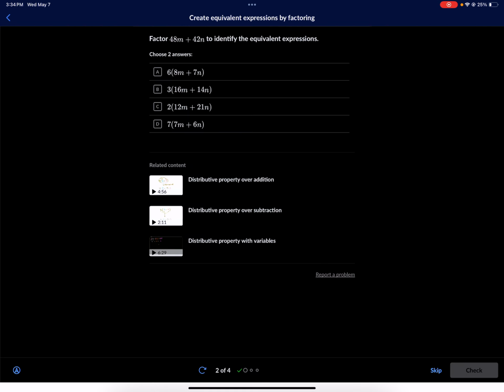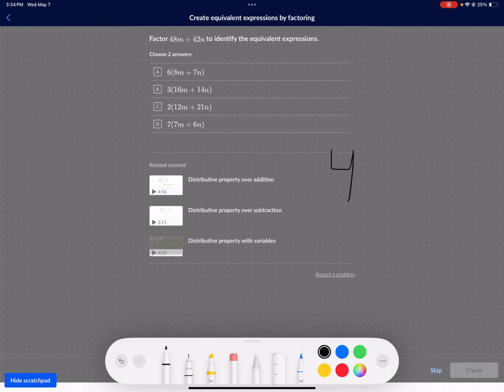Okay, next problem. Factor 18m plus 42n to identify the equivalent expressions. Let's find a common factor between these numbers. What do we have? Well, let's just plug it in. But we do know that since they're both even, they are divisible by 2.